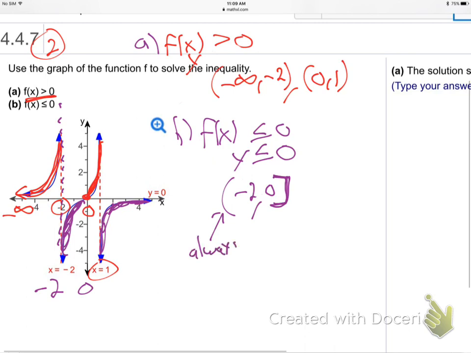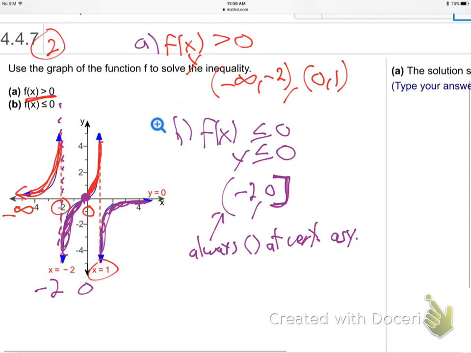So always parentheses at a vertical asymptote, right? Because you can never be right on a vertical asymptote. You never hit a vertical asymptote. Cyrus? So it hits the y equals 0? Yeah, right there. Solid point right there. There's no vertical asymptote going through that point.